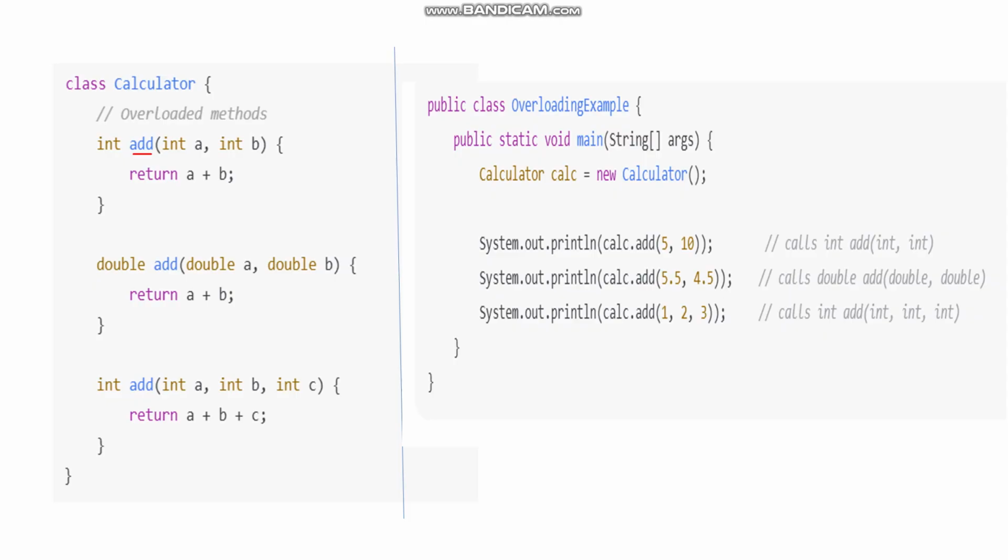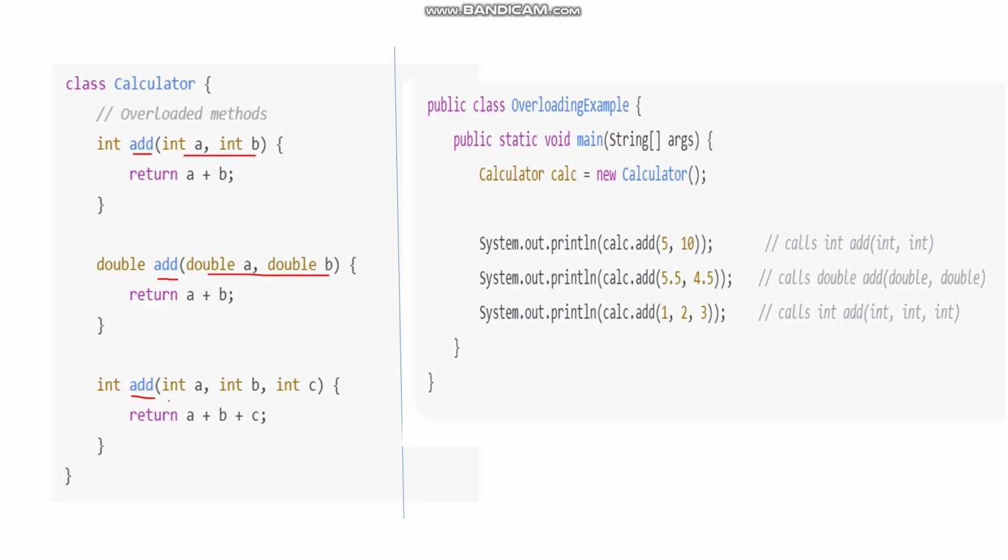See this, in the Calculator class, I am writing the add method three times. See the difference here, where the name is the same but the parameters vary. In the first method, we have only two parameters. In the second method, we have two parameters but different data types, double and double. In the previous case, integer and integer. Here a and b are integers. Here a and b are doubles.